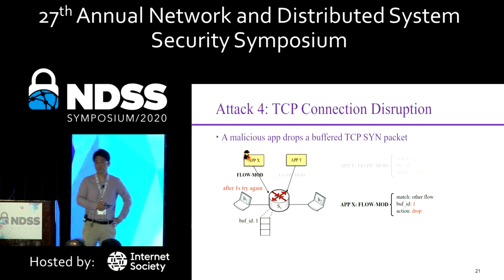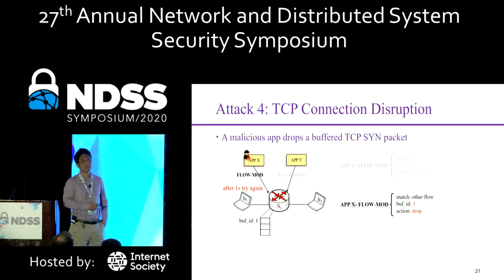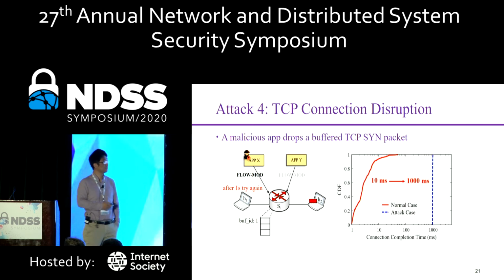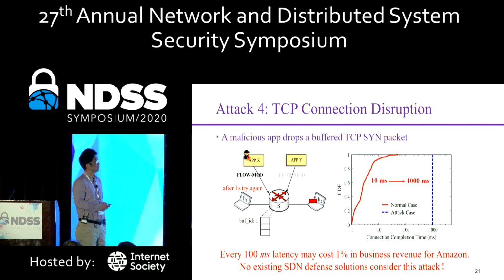then this host 1 has to send this packet again, typically after 1 second. So here the issue is, if you delay by this one second, according to one report, every 100 millisecond delay may cost 1% in revenue for Amazon. So this delay matters. And all previous defenses don't consider this attack.